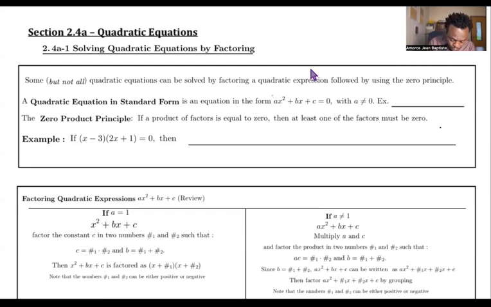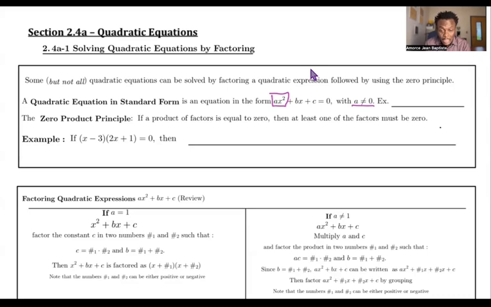Like this one, this expression ax squared plus bx plus c. That's the general format of any quadratic expression with a not 0, because you will lose the square if a equals 0. You don't want to lose the square. So that's why we set the condition for a not to be 0.